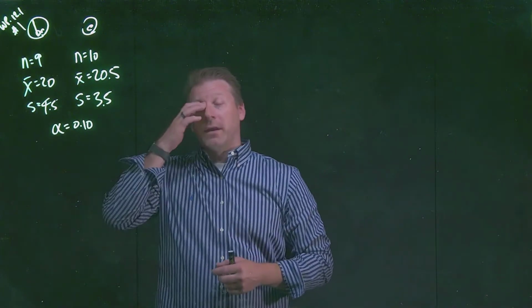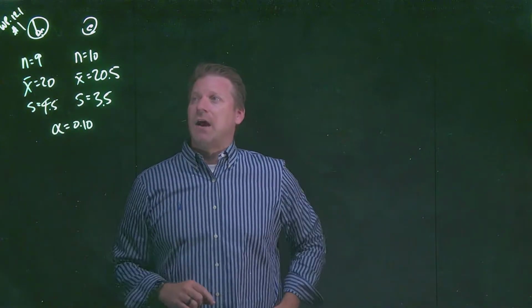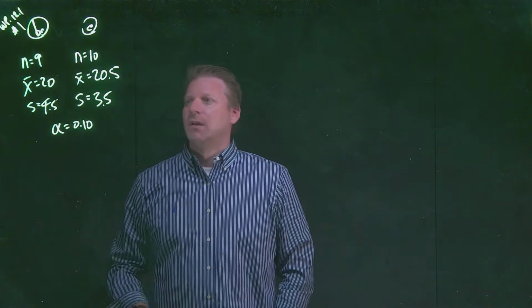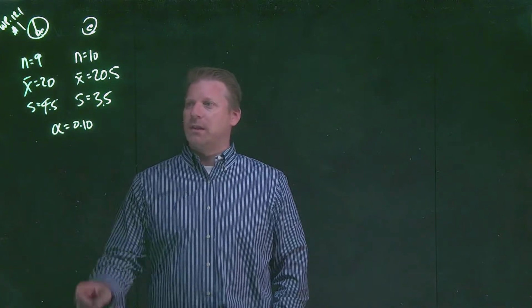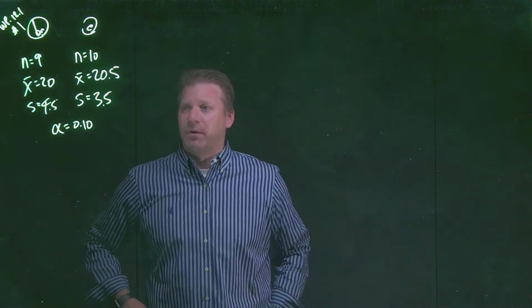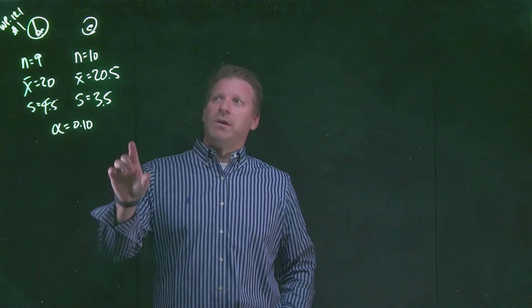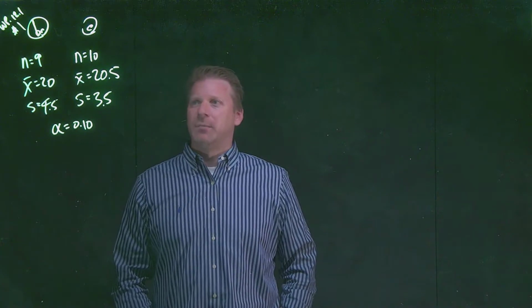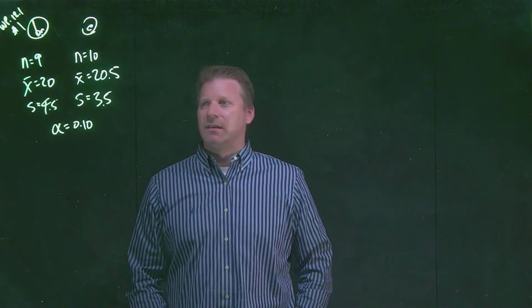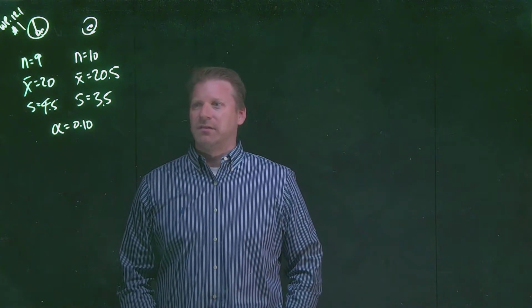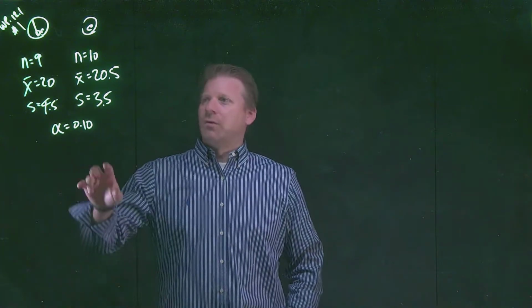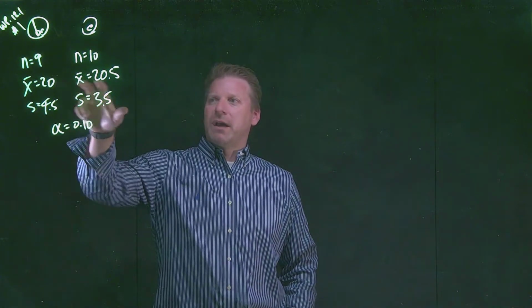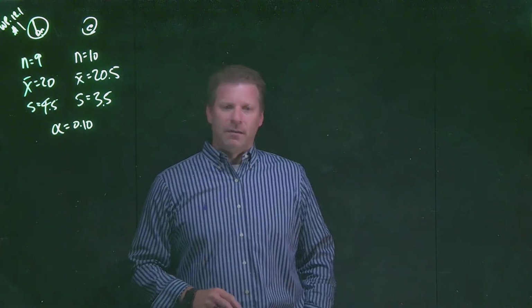What we did is we sampled 9 times taking the back roads, and we found a sample mean of 20 and a sample standard deviation of 4.5 minutes. Then we sampled 10 drives on the expressway, and the sample mean was 20.5 and the sample standard deviation is 3.5. So if we look at an example like this, we've already hypothesis tested population means.